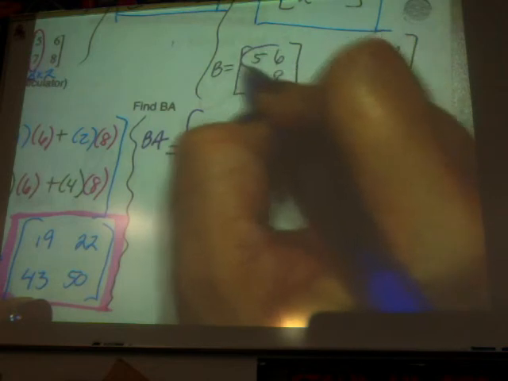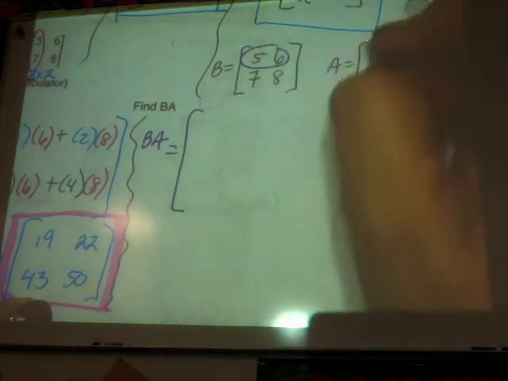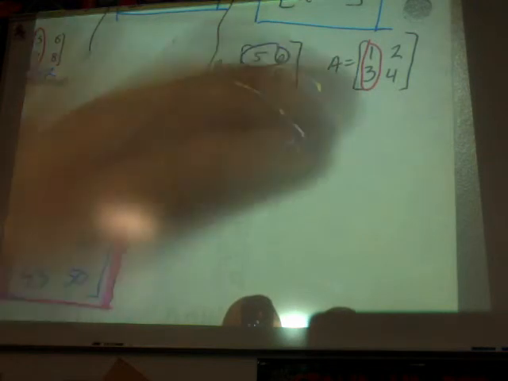Yeah, so I'm going to take this row and multiply it to this column. So I'm going to take that and turn it, essentially.